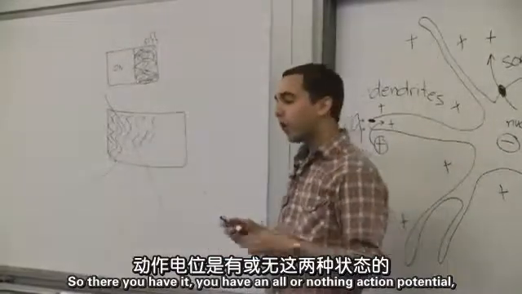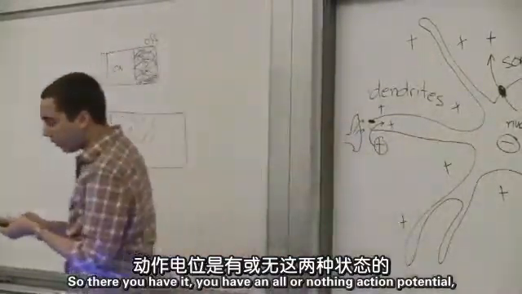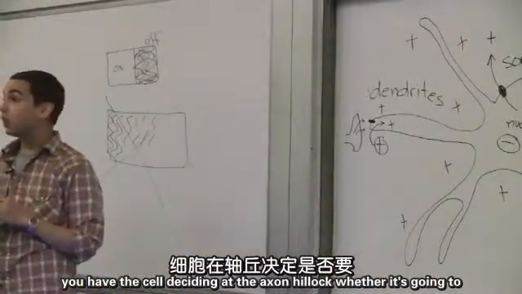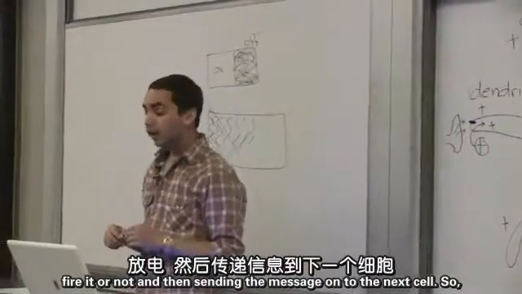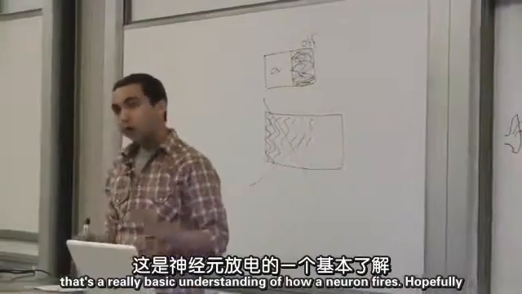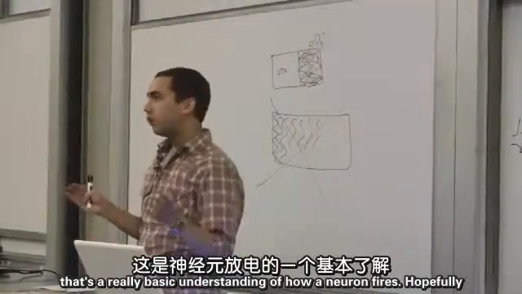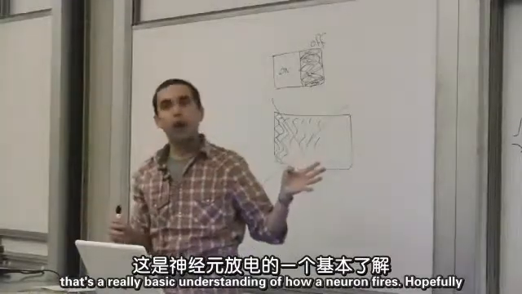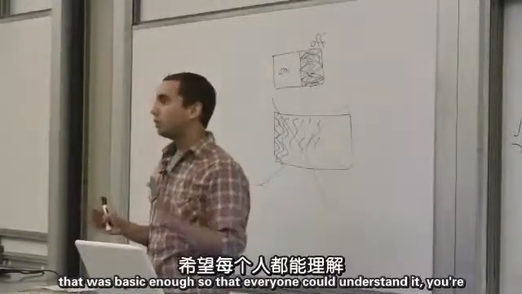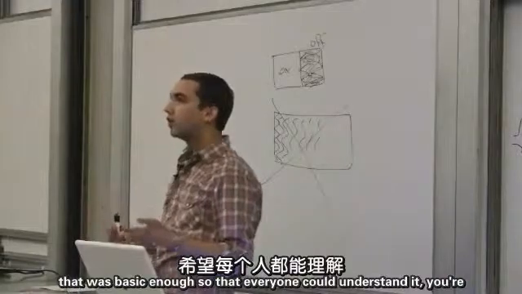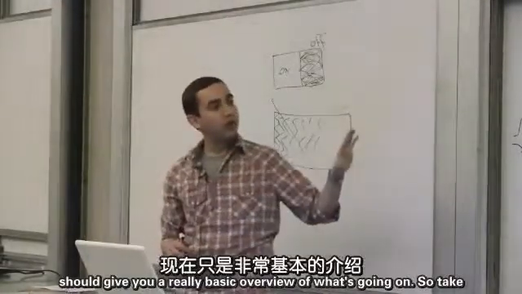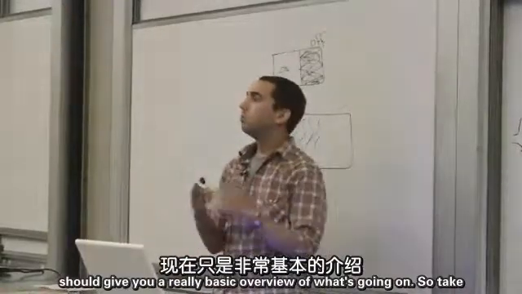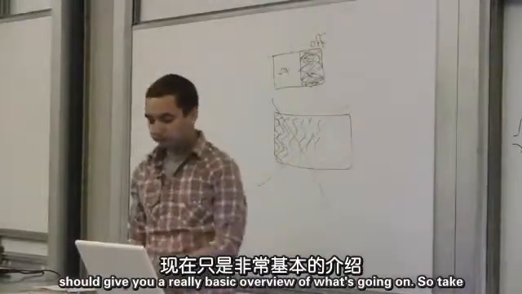You have an all or nothing action potential. You have the cell deciding at the axon hillock whether it's going to fire or not, and then sending the message on to the next cell. So that's a really basic understanding of how a neuron fires. Hopefully that was basic enough that everybody could understand it. You're going to hear more about it later in other lectures, but for now that should give you a really basic overview of what's going on.